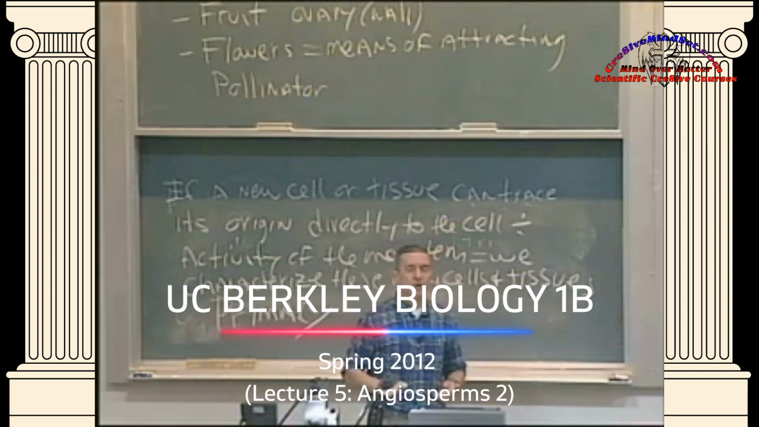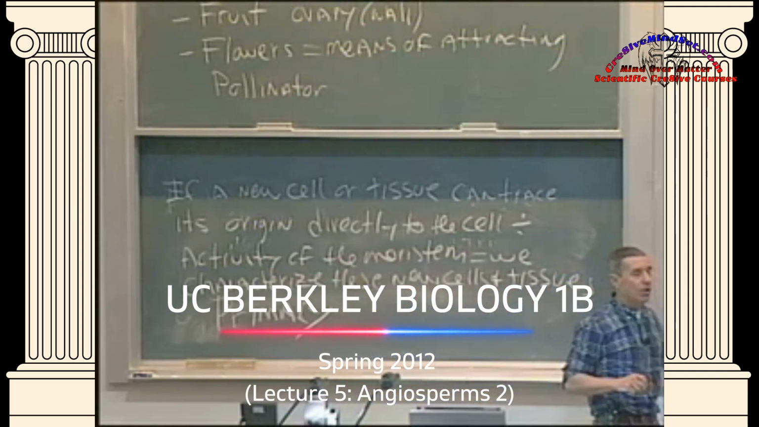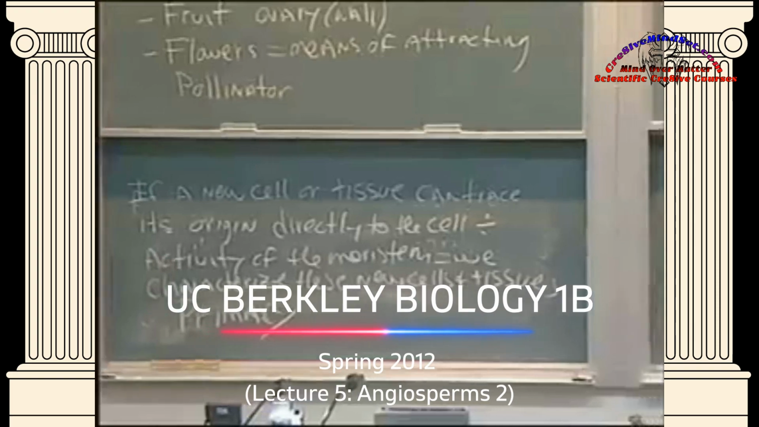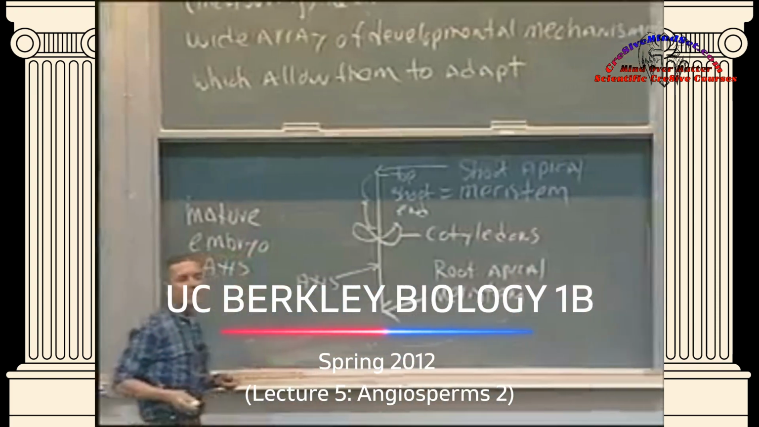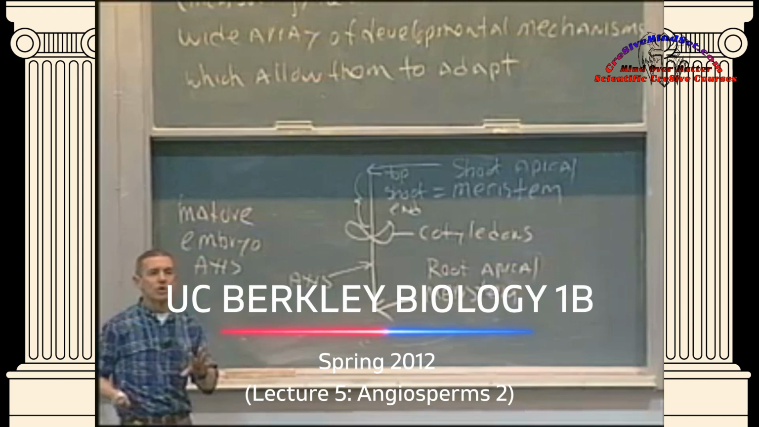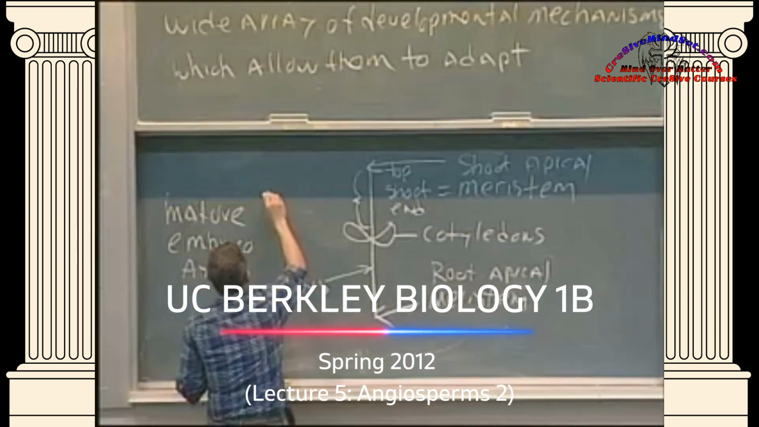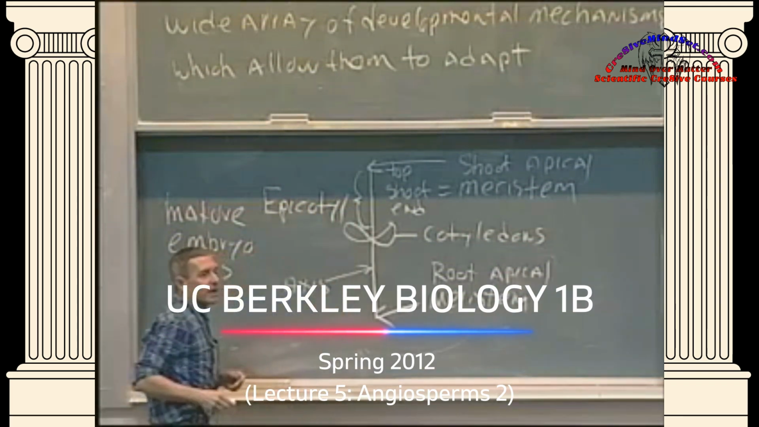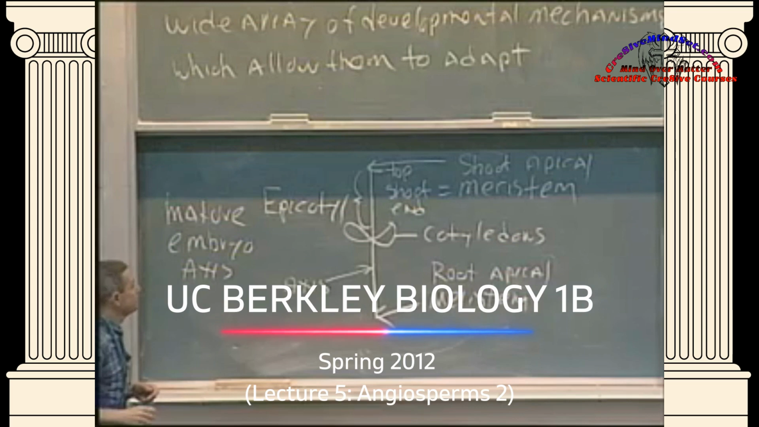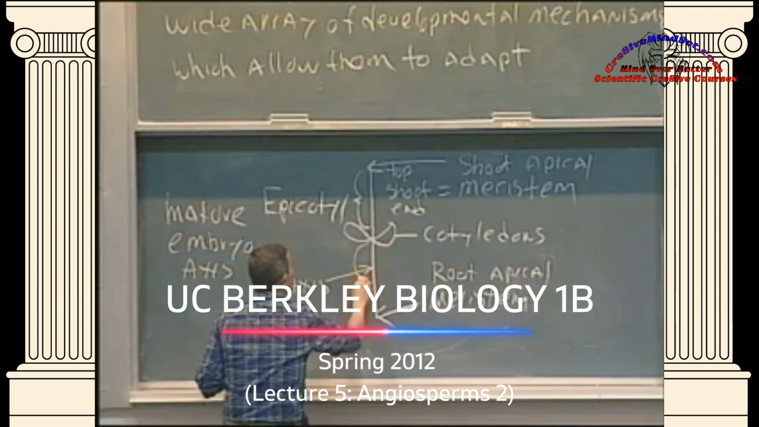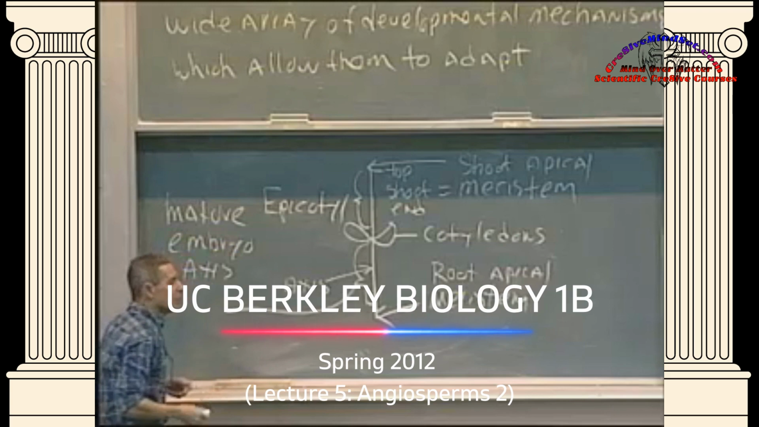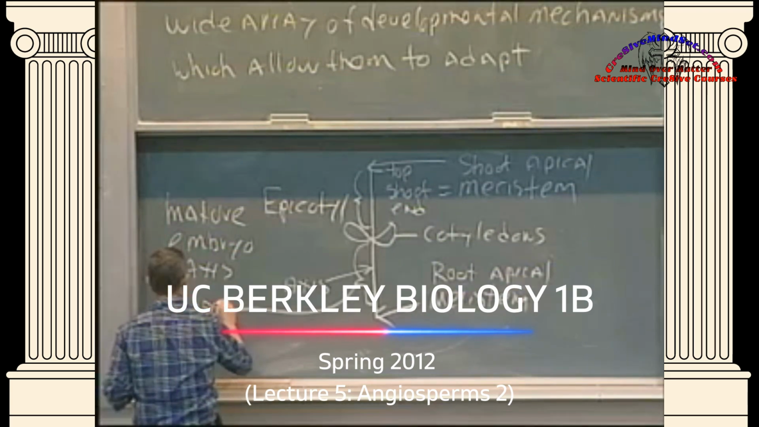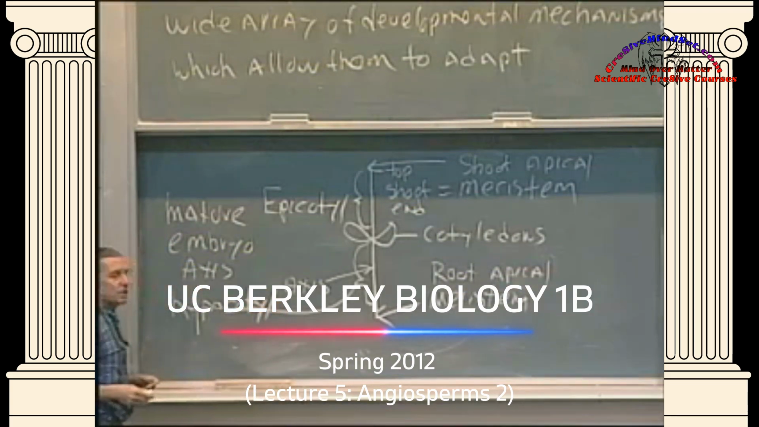Now what I'd like to do is to talk a little bit about the other tissues which make up the embryo axis. We call the tissue directly above the cotyledons the epicotyl, and the tissue which is below, going down to the root, we call the hypocotyl. The reason I'm giving you these two terms is because we're going to refer back to them. So this is just to define two different regions of the embryo axis.